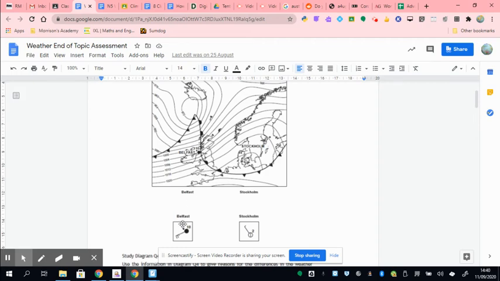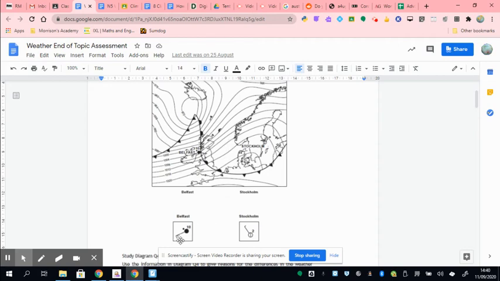So why is Belfast warmer? Belfast is warmer because it's in the warm sector of air and it's just had the warm front passing, whereas Stockholm is in an area of cold air, and therefore is much colder. A second reason you could have said is Stockholm is also much colder because it is further north than Belfast. It's a more northerly latitude and therefore will likely be colder.